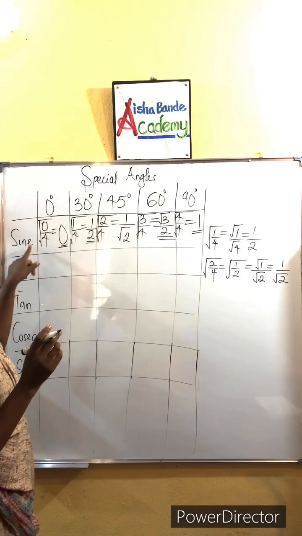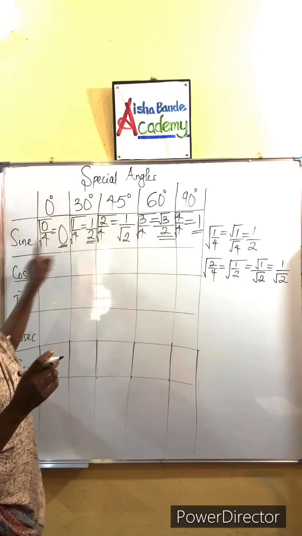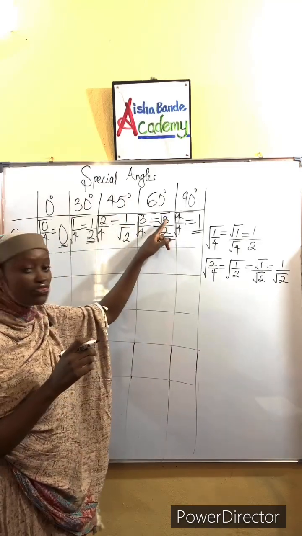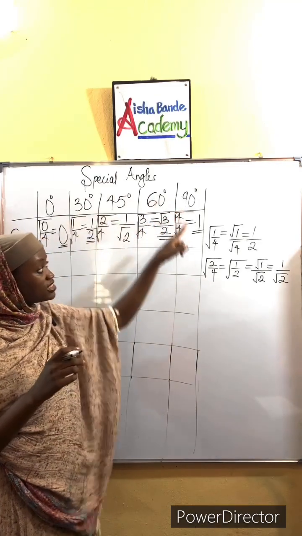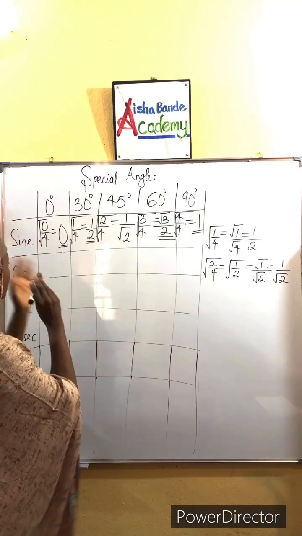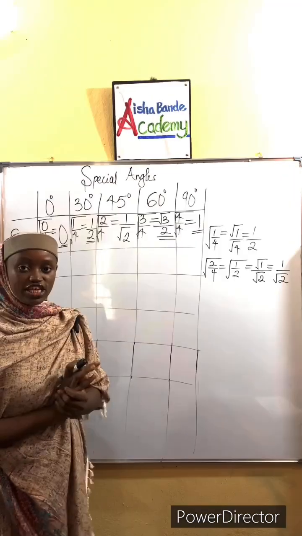Sine 0 is 0. Sine 30 is 1 over 2. Sine 45 is 1 over root 2. And sine 60 is root 3 over 2. While sine 90 is 1. So this is how you find the special angles for sine. Let's move on to the next one, which is cos.